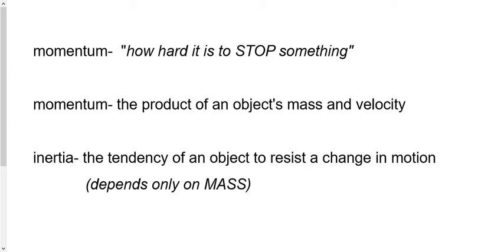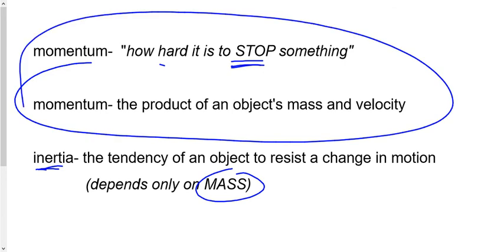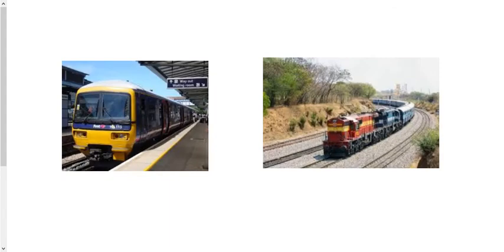That's versus inertia, which is the tendency to resist a change in motion. It's a subtle difference, but it is a difference here. Momentum, how hard it is to stop something. Inertia, you could say how hard it is to stop something, but also how hard it is to start something, or even how hard it is to make something speed up or slow down. It's a tendency to resist any change in motion. And that, of course, depends only on mass. This is what we focus on in this unit, momentum, not inertia, but I just wanted to differentiate between momentum and inertia so you wouldn't think that they were the same thing.